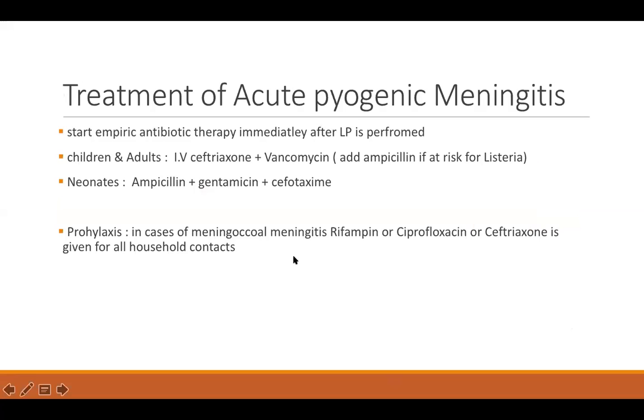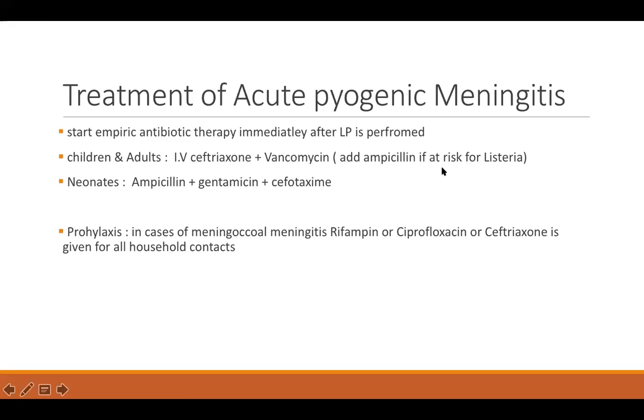One thing you have to keep in mind is that acute pyogenic meningitis is extremely fatal. If someone presents with the classic symptoms and you suspect meningitis, you need to start treatment immediately. You start empiric antibiotic therapy immediately after you perform an LP. And sometimes even if you feel like the LP is going to be delayed, you start empiric antibiotic therapy if you highly suspect meningitis.